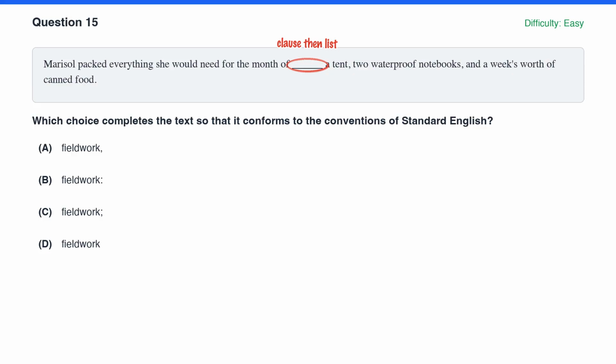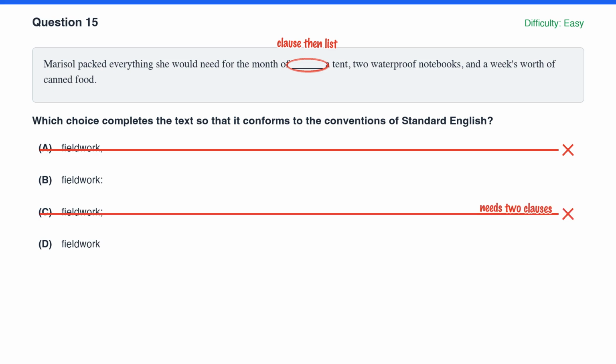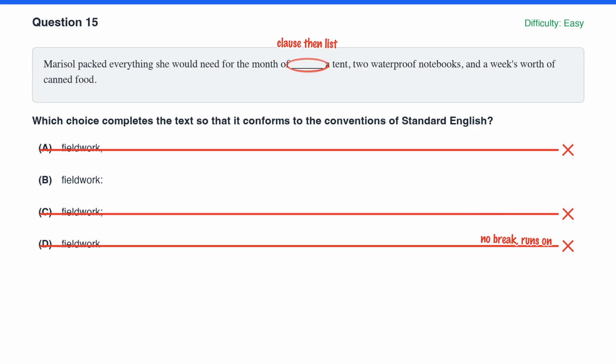Start with the comma in choice A. A comma can't introduce a list right after a full clause, so scratch that one. The semicolon in C needs 2 independent clauses on both sides, but a list isn't a clause, so it's gone as well. Choice D drops punctuation altogether and lets the list crash into the sentence, not this one either. That leaves the colon in B, which is built to introduce a list after a complete clause.